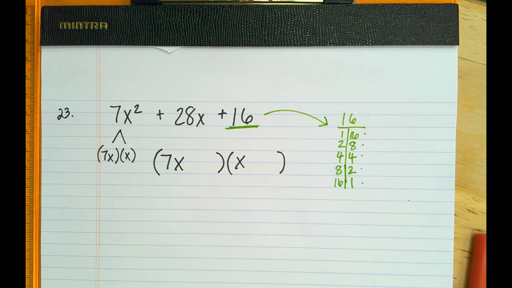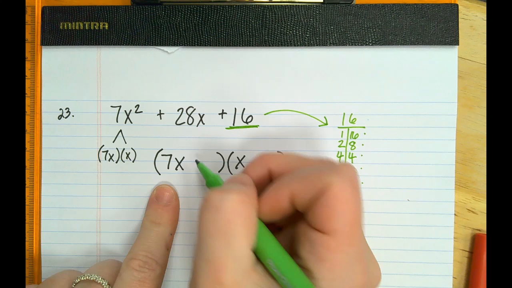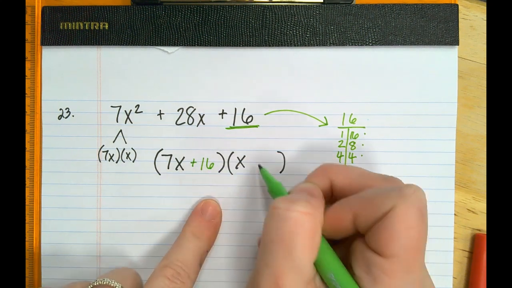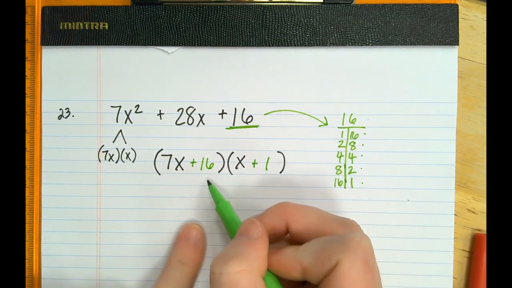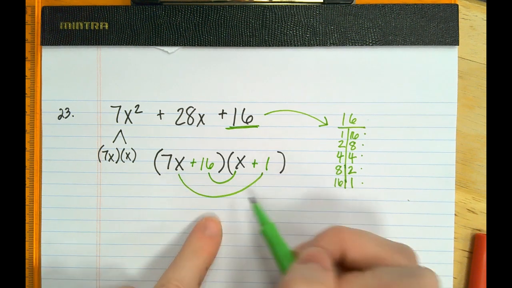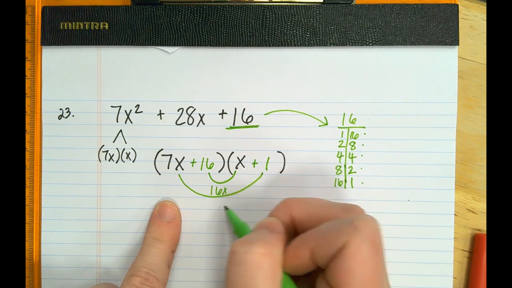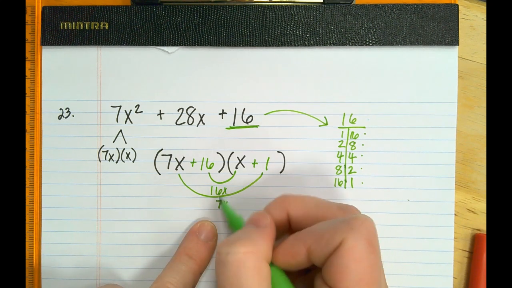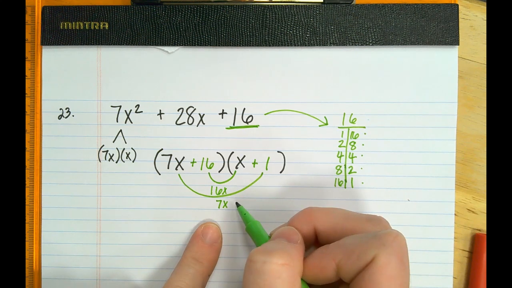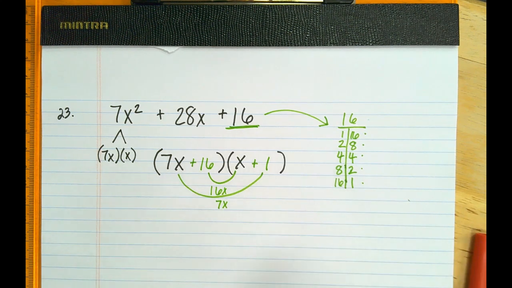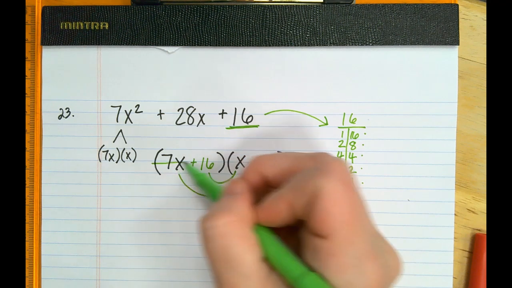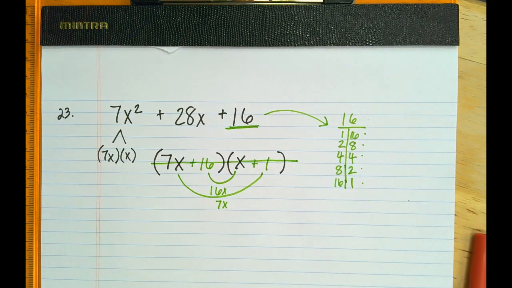Which one do you guys want to check first? Let's do 16 and 1. Higher one with 28. Sure, let's do that. So let's try this: 16x plus 7x. What's 16 plus 7? No, it's too small. Too small, so that one won't work. We'll try something else. What else do you want to try?